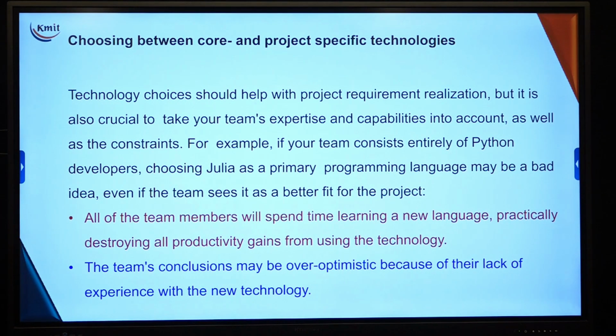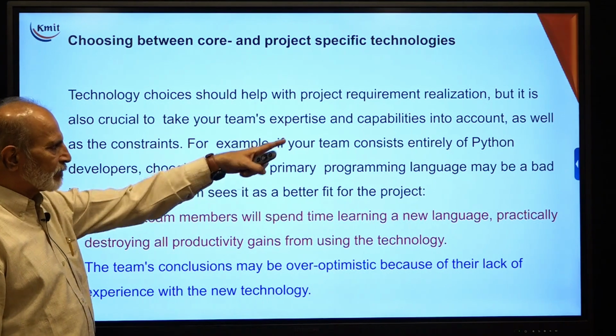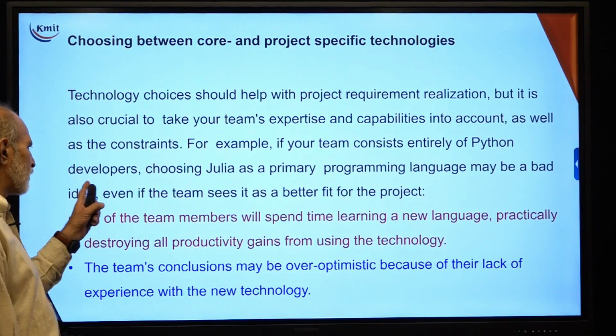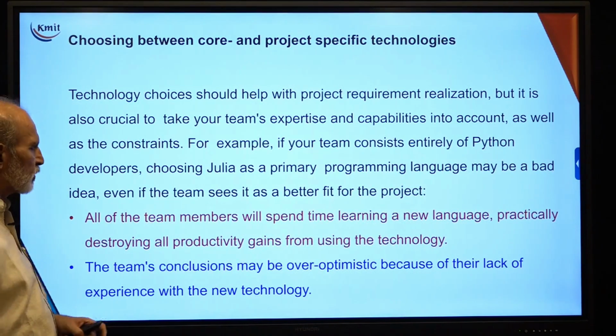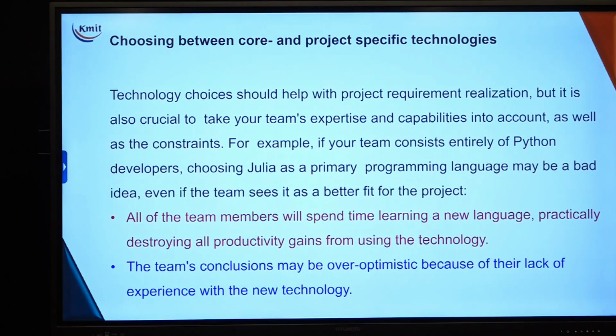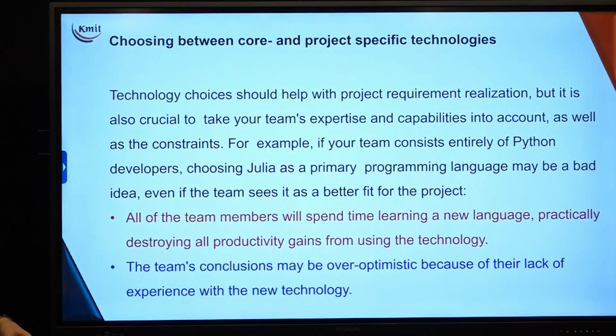So, let us see. Technological choices should help the project. Prioritization is a crucial step, in which the team's expertise and capability are also taken into account along with the constraints. For example, if our team consists entirely of Python developers, choosing another language like Julia as the primary programming language may be a bad idea, even if the team sees that it is a better fit for the project. The problem is that all of the team members will have to spend time learning a new language, practically destroying all the productivity gain from using the technology.